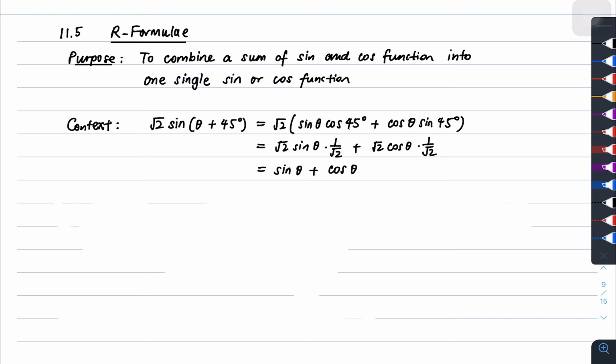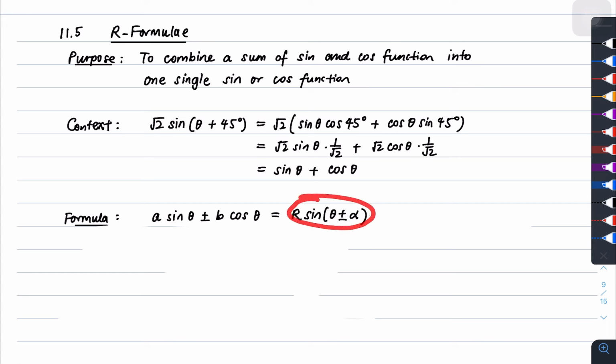Okay, so without further ado, let me quickly show you the formula for the R formula first. So the formula is like this. When you have A sine theta plus B cos theta, a sum of one sine and one cosine, you can add them together and combine them into R sine (theta plus alpha). A and B are the coefficients of the sine and cosine respectively. R will be our new coefficient, and this alpha is the acute angle that we need to find. So this alpha would be something like this 45 degrees over here.